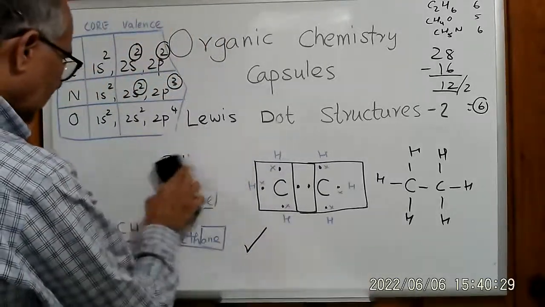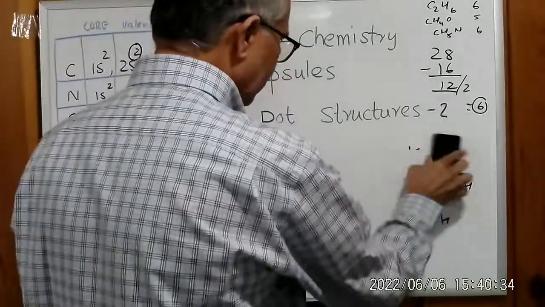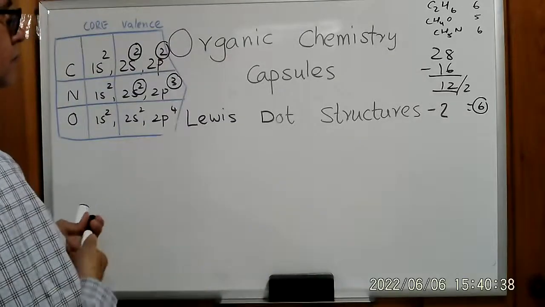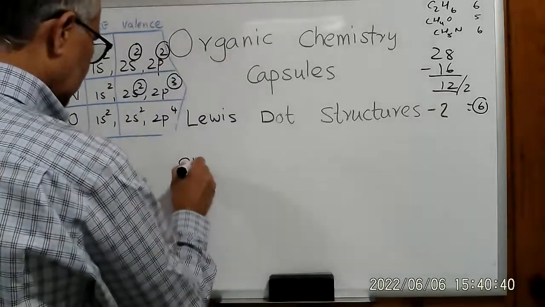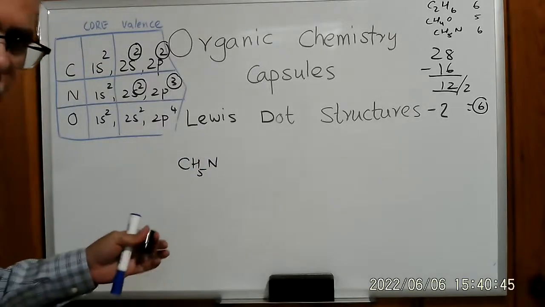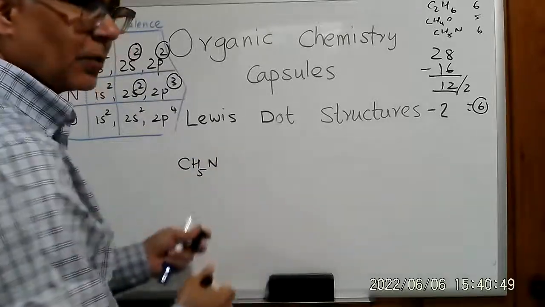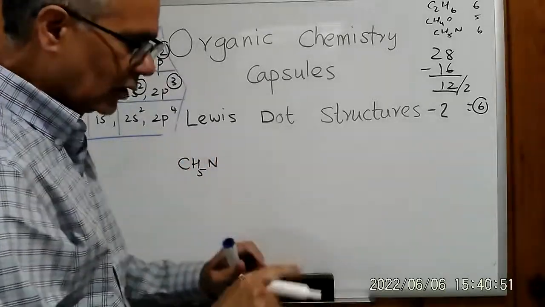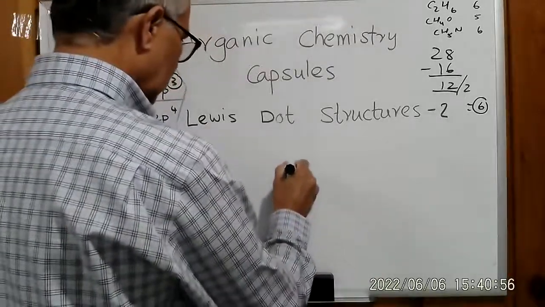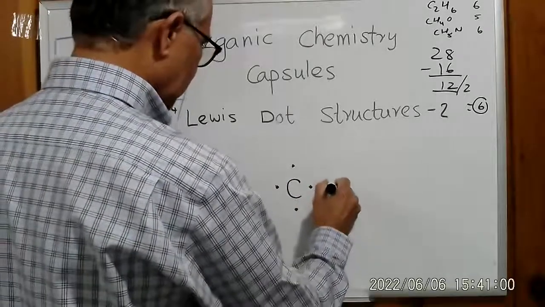So let's say which one we want. Let's go with the nitrogen one, CH5N. Again, make a judgment whether you want carbon, hydrogen, or nitrogen in the center. Carbon forms 4 bonds, hydrogen forms 1 bond, nitrogen forms 3 bonds. So it makes sense to start with carbon, and carbon is bonded to nitrogen.